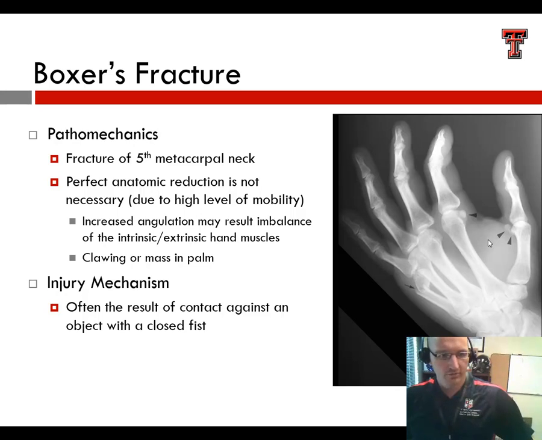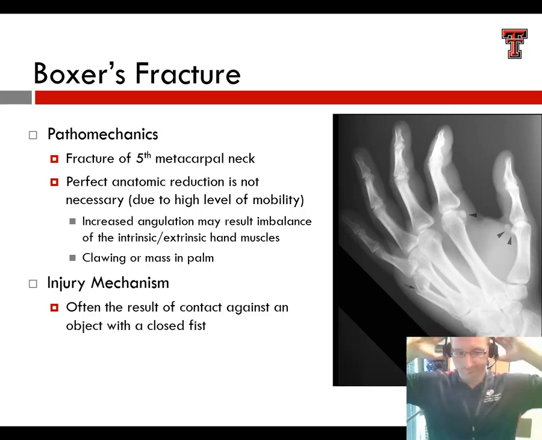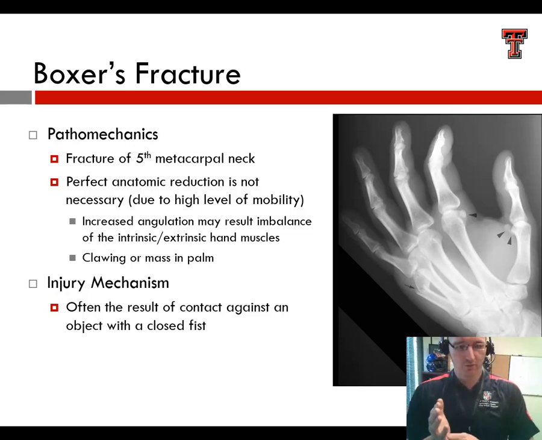Alright, moving on to Boxer's fracture. Here we've got a fracture to the 5th metacarpal neck. Oftentimes perfect anatomic reduction isn't necessary. There may be a high level of mobility here. We may get some rotation that occurs from this. It's called a Boxer's fracture due to a blow to an immovable object usually. They may have a mass in the palm or kind of a clawing presentation. Usually this is going to occur as a result of striking something with a closed fist.